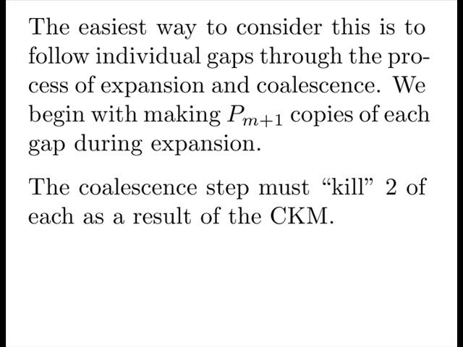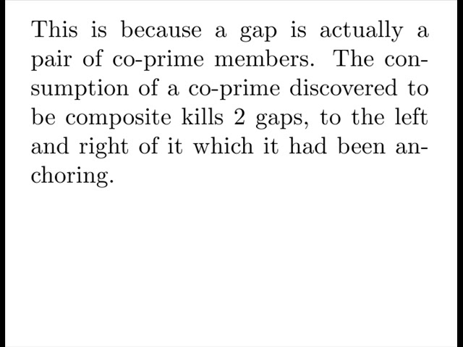The easiest way to consider this is to follow individual gaps through the process of expansion and coalescence. Individuals, remember this. We begin by making our next prime copies of each one of these. And for each one of these, there are next prime copies, and two must die. This is because a gap is actually a pair of co-prime members. The consumption of a co-prime, now discovered to be composite, kills two gaps, to the left and to the right, which it had been anchoring.